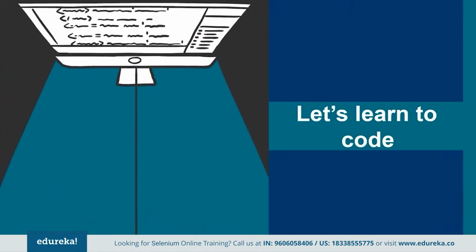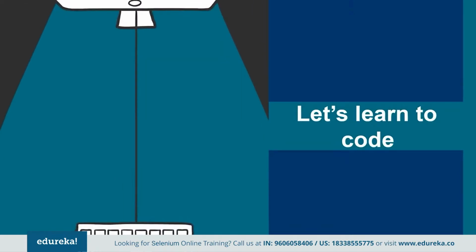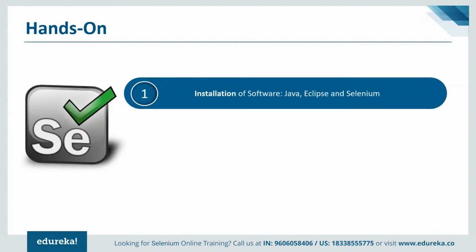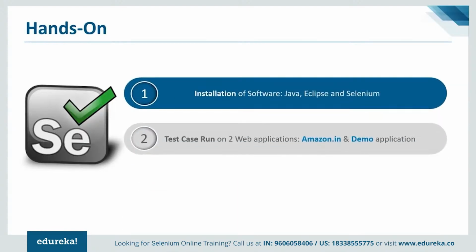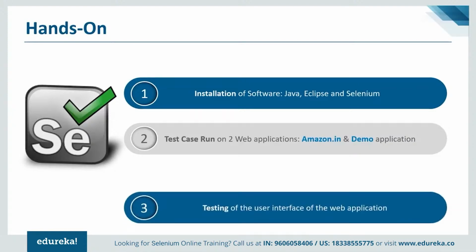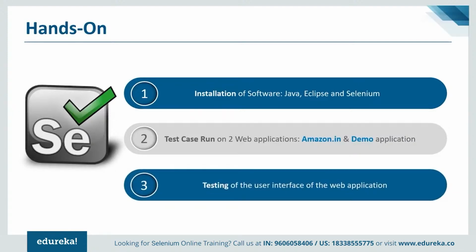So let's check out how we integrate Java with Selenium. The three items on the agenda here are, firstly, the installation of the software, that is, Java, Eclipse, and Selenium. Secondly, we would run the test case. And finally, I would take you all through each test case that has been executed. So these are the three things on the agenda. Let's begin with the installation of the software.